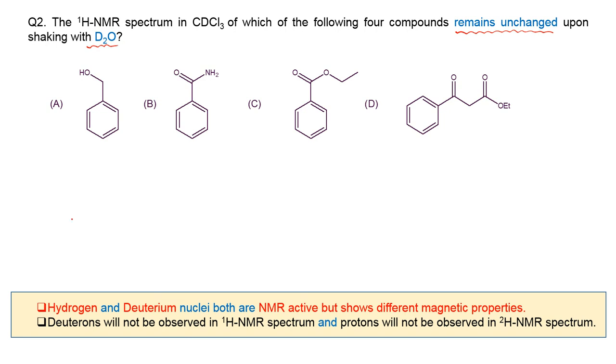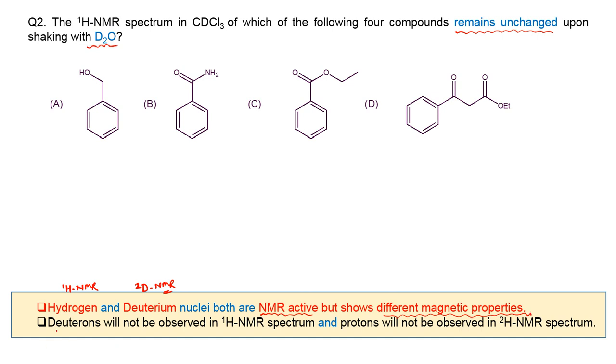deuterium. And as we know, we have two different types of NMR spectroscopy, that is 1H NMR spectroscopy and deuterium NMR spectroscopy. Both spectroscopies have different chemical behaviors. Hydrogen and deuterium nuclei are both NMR active, but they have different magnetic properties. And this is the advantage: when we substitute hydrogen with deuterium, we can easily identify the presence of such exchangeable protons in a compound.